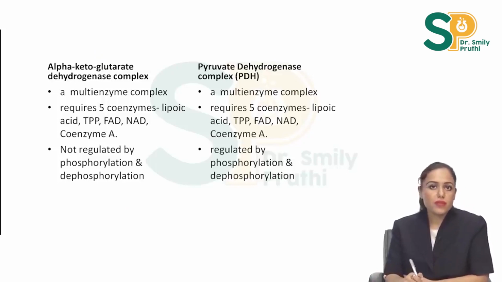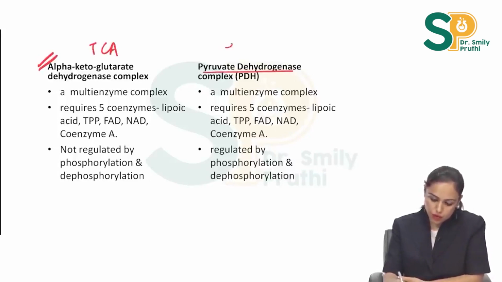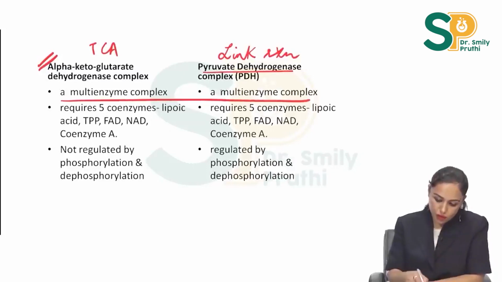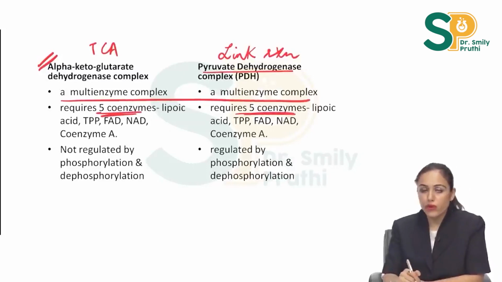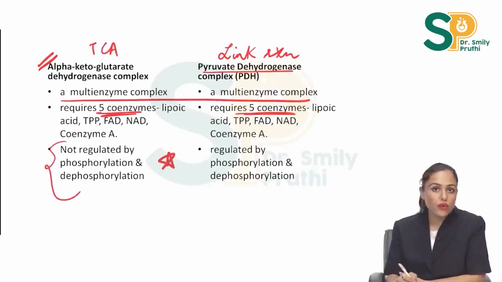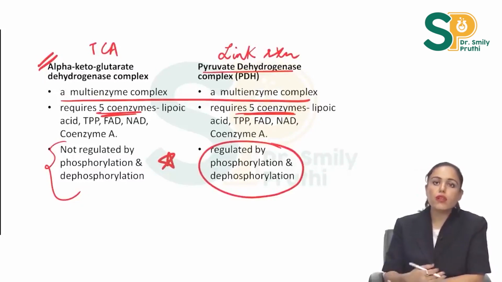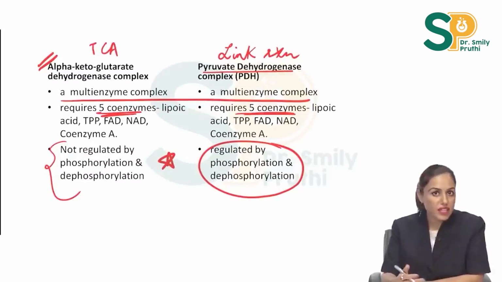Now compare these two enzymes. One is alpha-ketoglutarate dehydrogenase of TCA cycle, other is pyruvate dehydrogenase, the PDH complex, that is the link reaction enzyme. Both these enzymes are multi-enzyme complexes. Both these enzymes require the same 5 coenzymes, I already told you. But the difference is that alpha-ketoglutarate dehydrogenase is not regulated by phosphorylation and dephosphorylation, but the PDH complex enzyme is regulated by phosphorylation and dephosphorylation. That is, insulin in fed state will cause dephosphorylation and will activate link reaction. Link reaction is activated in fed state. But on the other hand, in fasting state, link reaction will be inhibited by glucagon, which is doing phosphorylation, right?